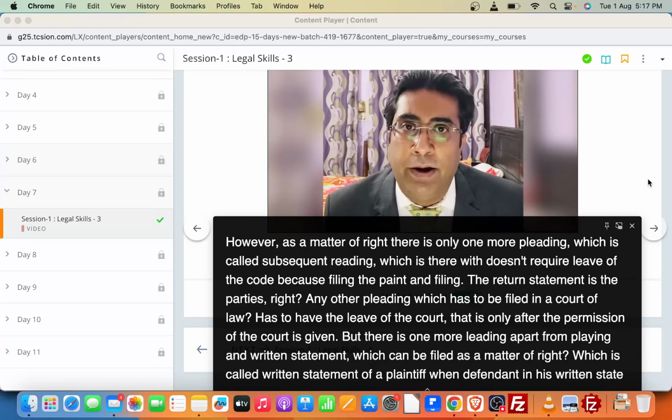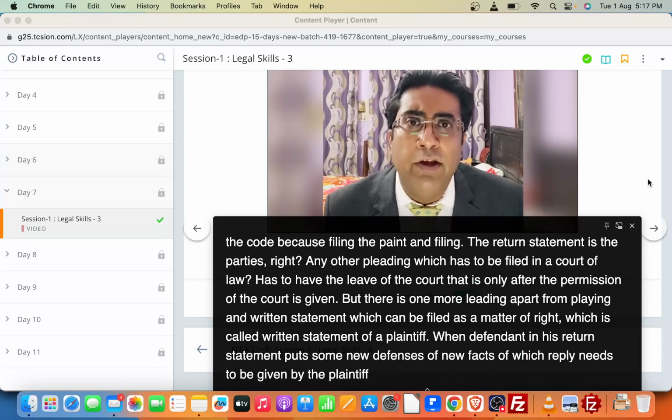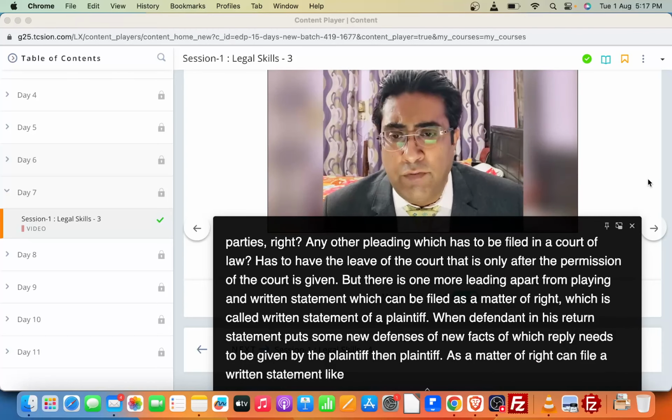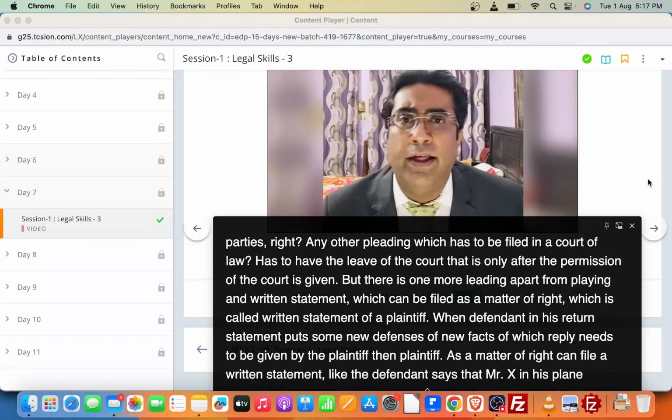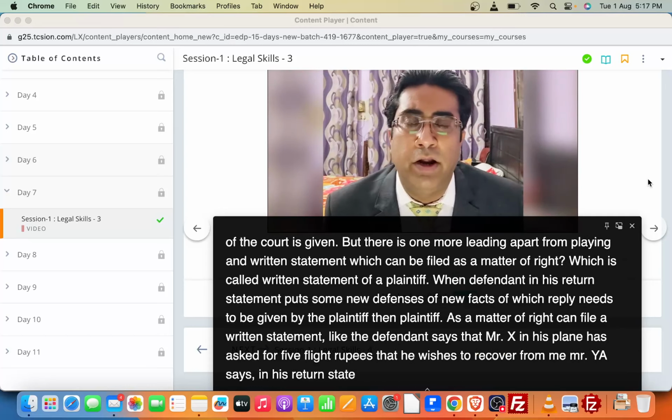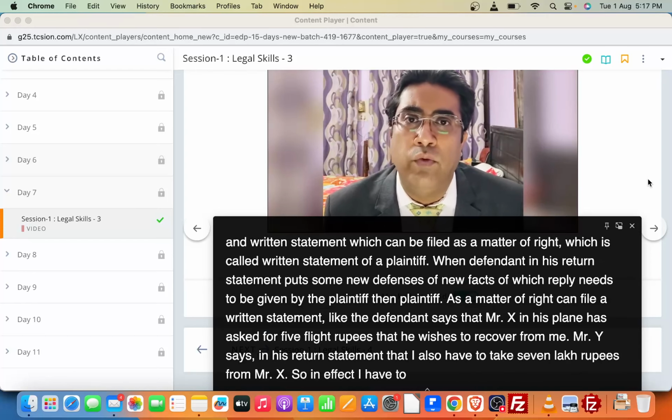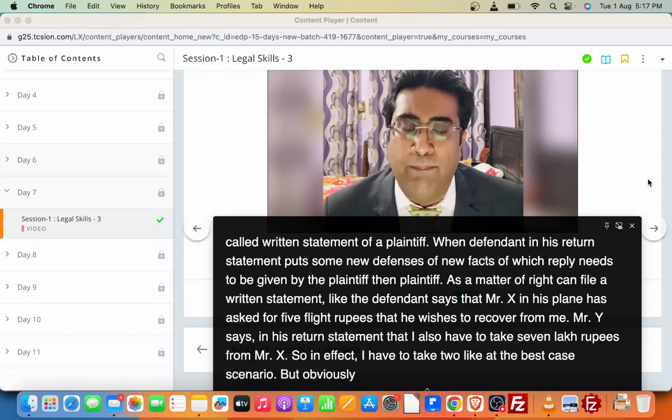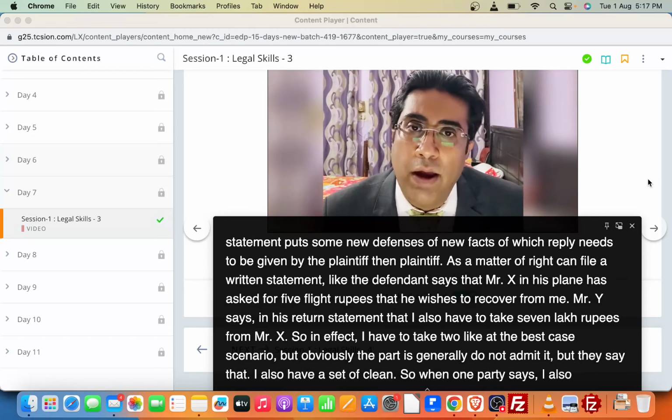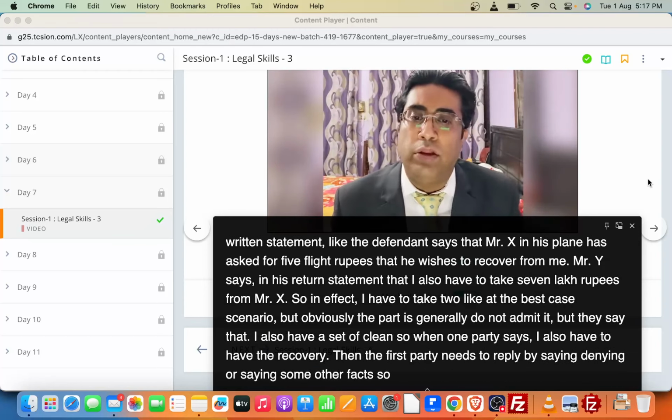When the defendant in his written statement puts some new defenses or new facts of which reply needs to be given by the plaintiff, then the plaintiff as a matter of right can file a written statement. Like the defendant says that Mr. X in his plaint has asked for 5 lakh rupees that he wishes to recover from me. Mr. Y says in his written statement that I also have to take 7 lakh rupees from Mr. X. So in effect, I have to take 2 lakh at the best case scenario. But obviously, the parties generally do not admit it, but they say that I also have a set of claims. So when one party says I also have to have the recovery, then the first party needs to reply by denying or saying some other facts. So this is known as subsequent pleading.